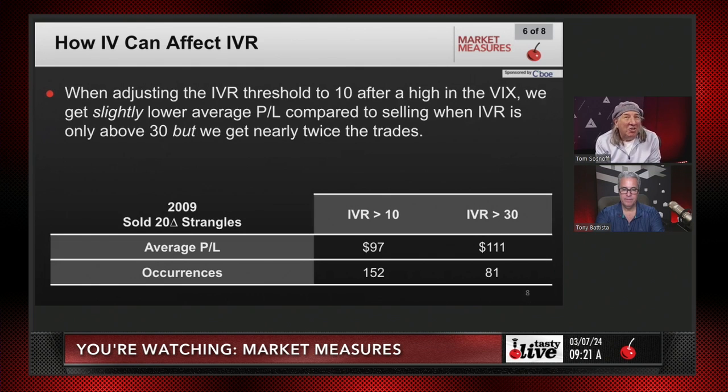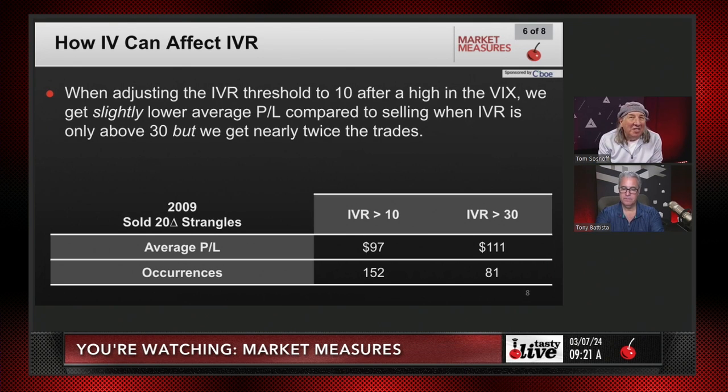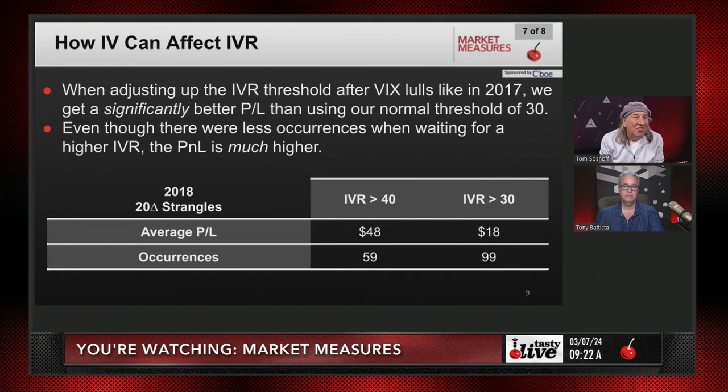So when adjusting the IVR threshold to 10 after a high in the VIX, remember, this is after 2009 when the VIX traded 85. We are then lowering the threshold to 10. Sure, we get a slightly lower average P&L compared to when selling when IVR is above 30, but we get nearly twice the trades. That's just the argument here. After you've had a really high spike in implied volatility, you get this period of time when IVR comes back down. It wasn't the worst thing in the world to sell premium, even when it got under 10, just because of where it came from, like knowing your surroundings.